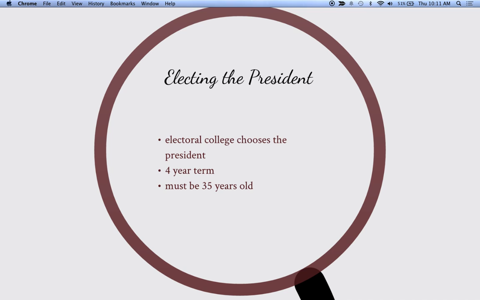The president is elected to a 4-year term. Again, he can serve for 2 terms, so a total of 8 years. But nonetheless, we vote for presidents every 4 years in the United States. And of course, you must be 35 years old in order to run and be elected president. So there's some of the process of electing the president, some of the criteria.